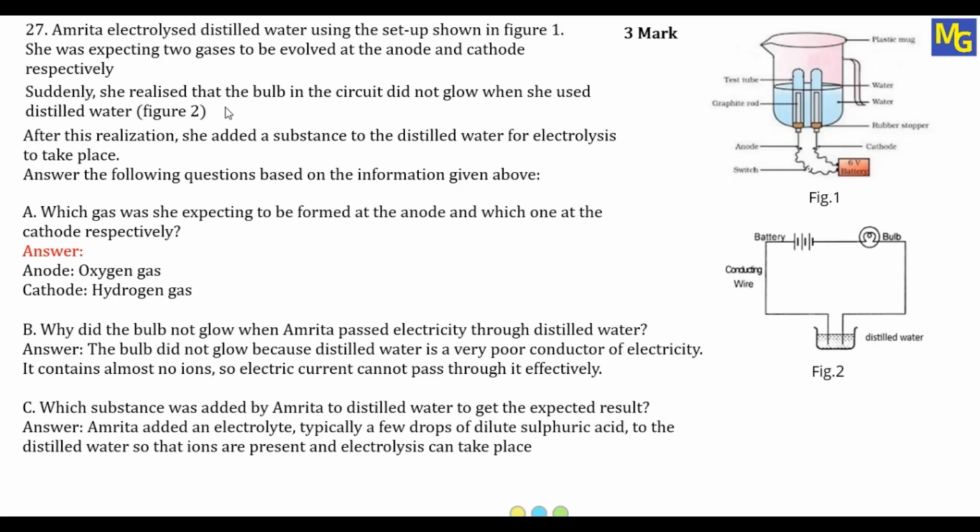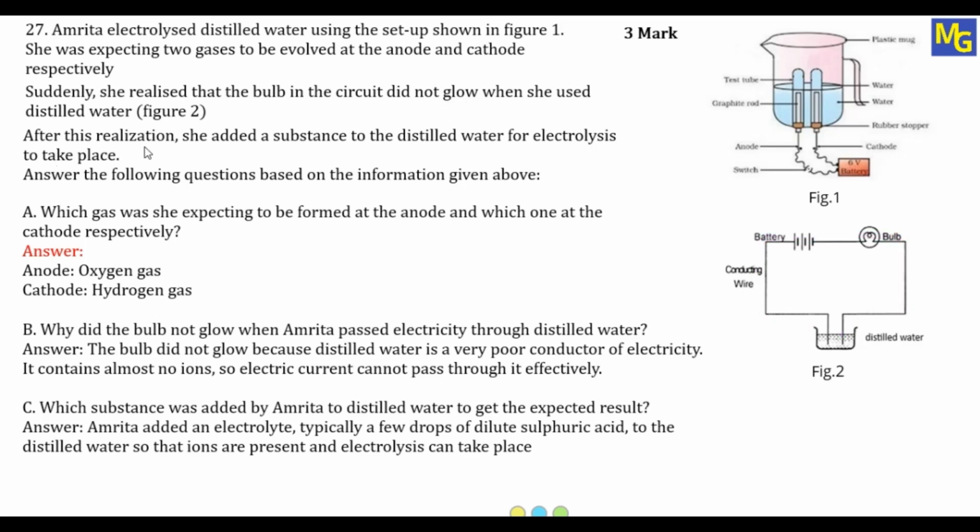Suddenly she realized that the bulb in the circuit did not glow when she used distilled water. So when she started the experiment, she realized that the bulb which is connected into the electric circuit, you can see in figure 2, is not at all glowing. If this bulb is not glowing, what is the meaning? Your circuit is not complete. The current is not moving in the circuit. That is the meaning if the bulb is not glowing. And when she started the experiment, she realized the bulb is not glowing.